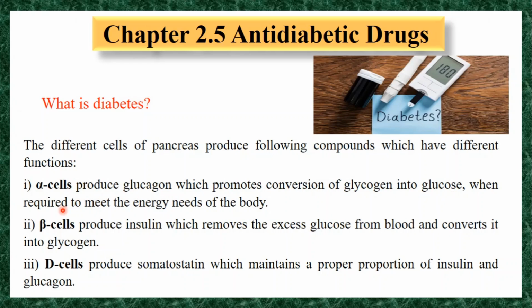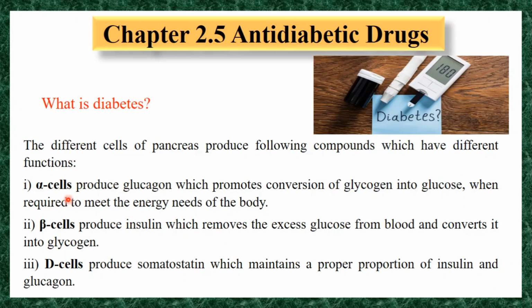When your body requires energy to meet its energy needs, this conversion takes place. The role of the alpha cell is that it produces glucagon, and glucagon promotes the conversion of glycogen into glucose when required to meet the energy needs of the body. This is the function of the alpha cell.